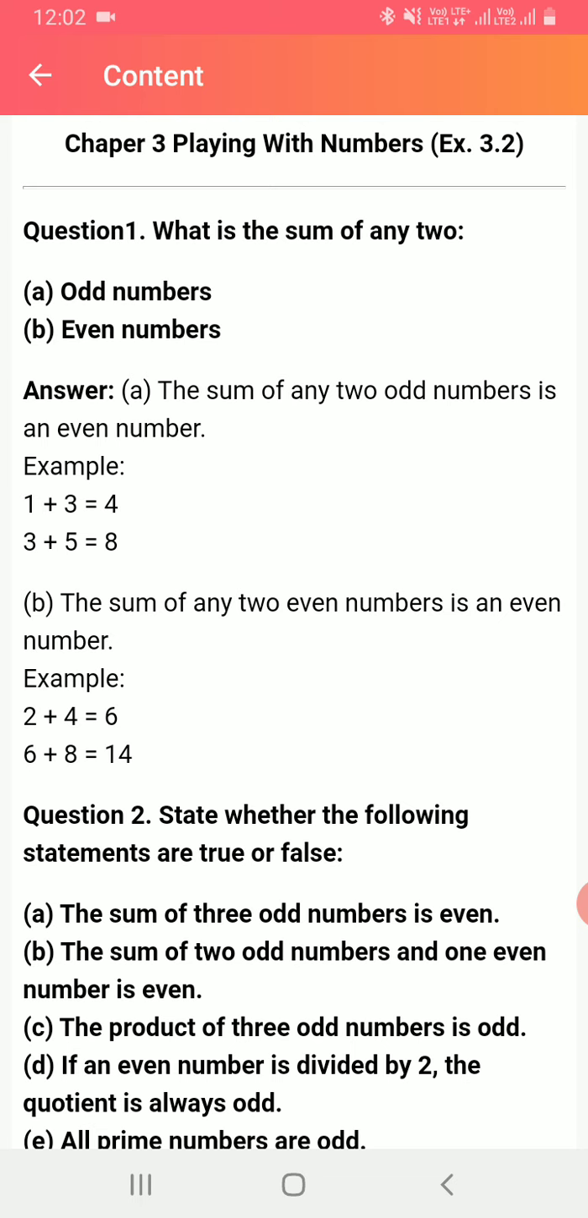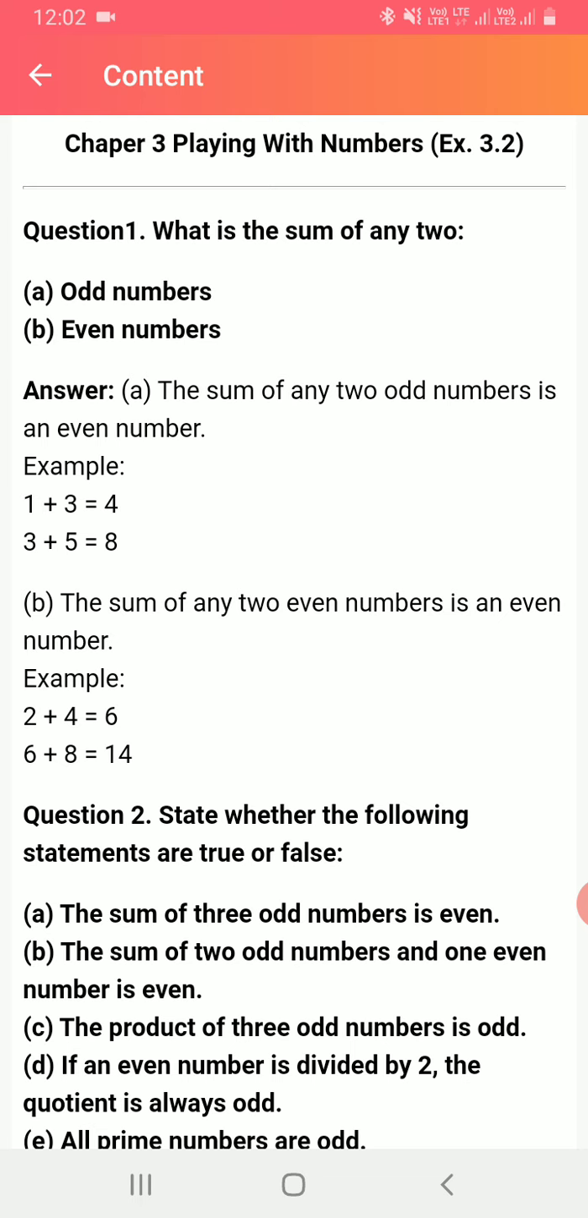Okay, look at the question here. What is the sum of any two odd numbers? The second question is even numbers. Sum means to add. If you add two numbers, if they are two odd numbers or two even numbers, what will be the result? So for the first one, the sum of any two odd numbers is an even number. If you add any two odd numbers, the answer will be an even number.